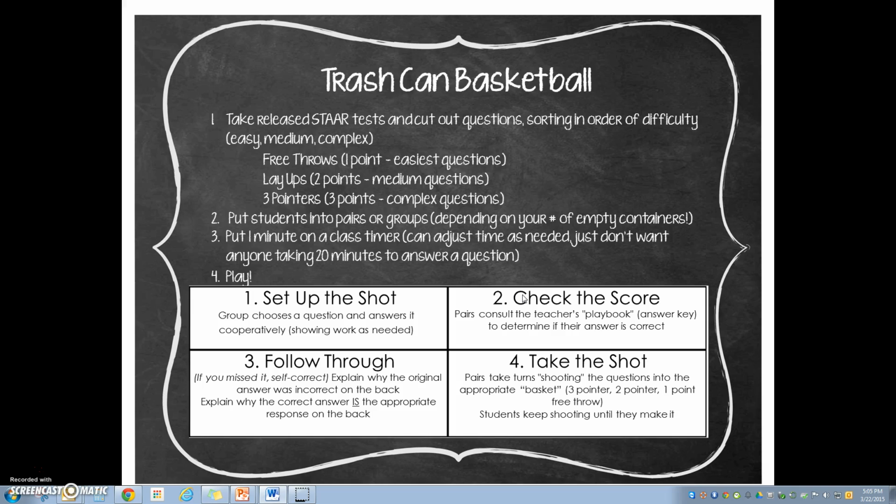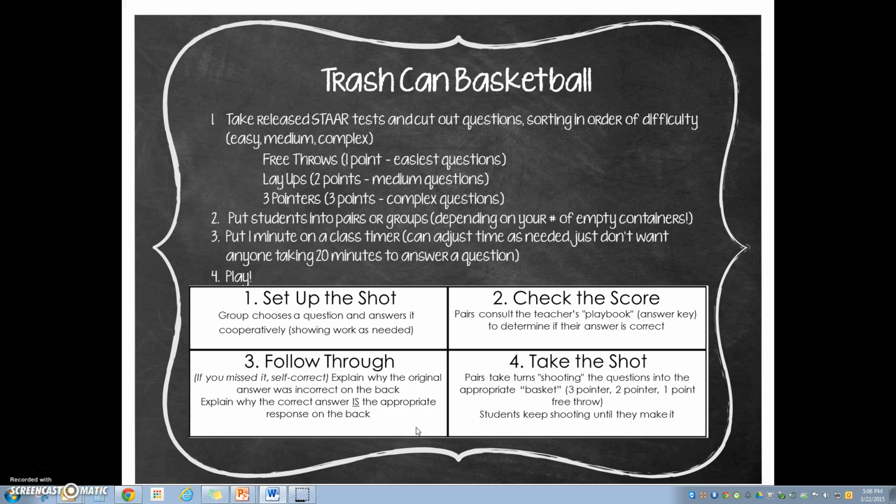To play, first you're going to set up the shot. The group chooses a question and answers it cooperatively, showing work as needed. Once they've come up with an answer, they're going to, number 2, check their score. They're going to consult the teacher's playbook or answer key to determine if their answer is correct. Then they're going to follow through.